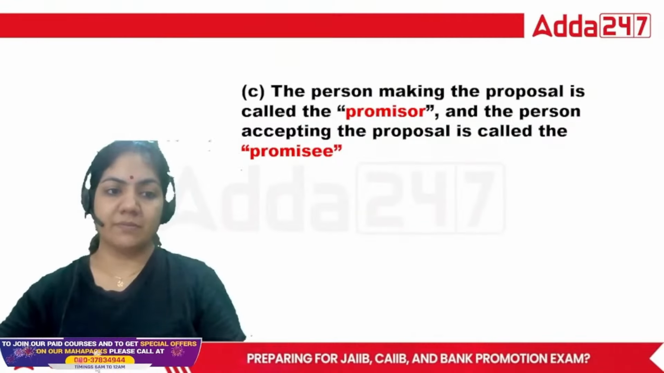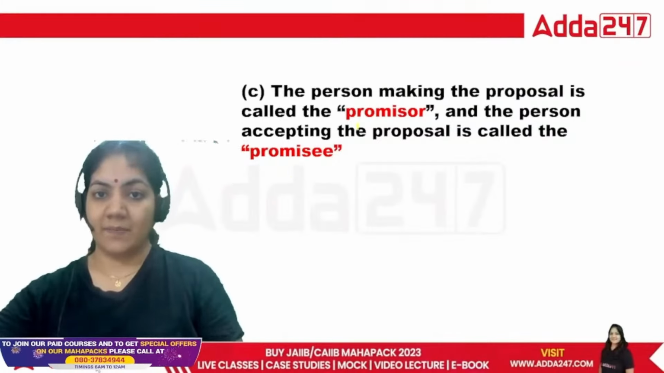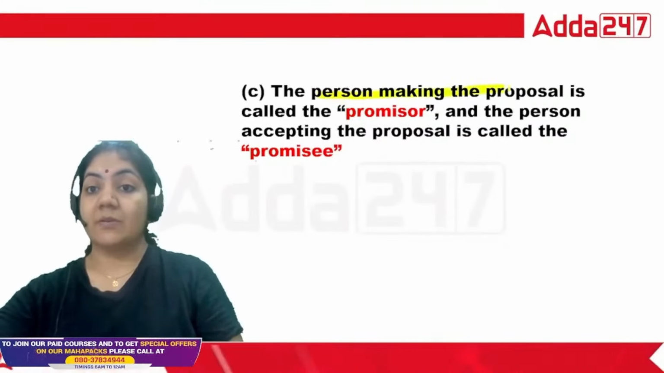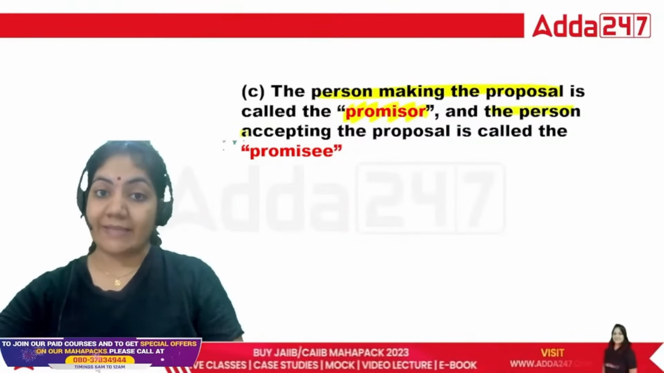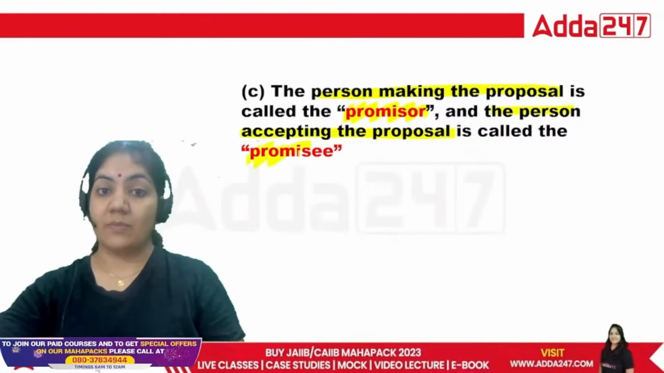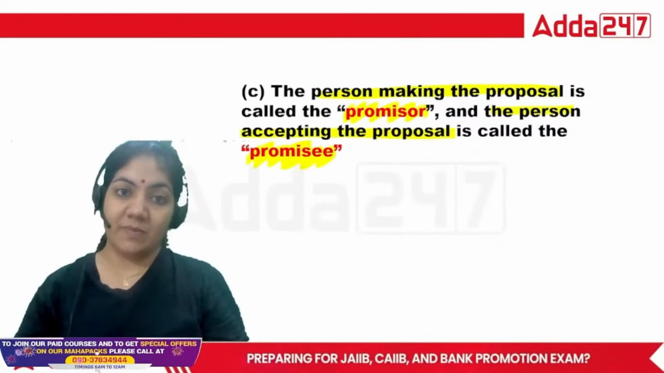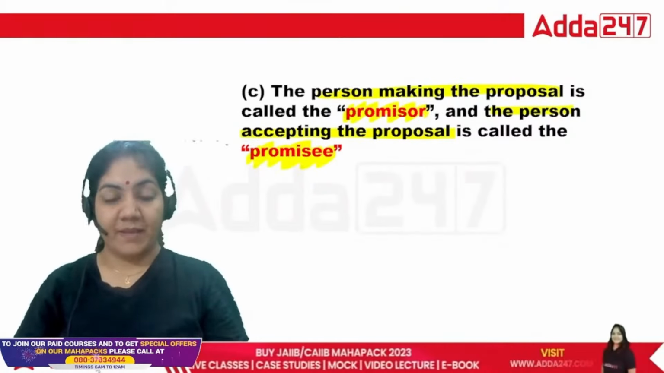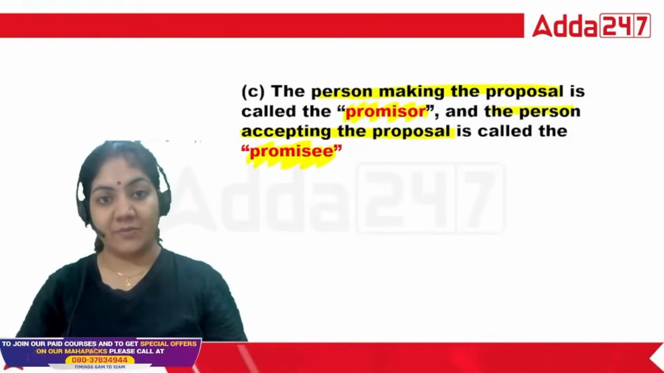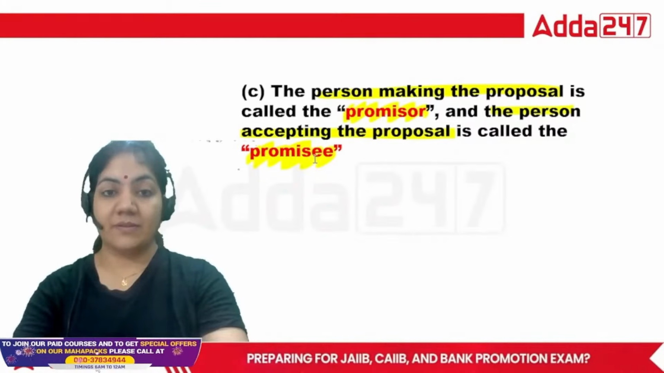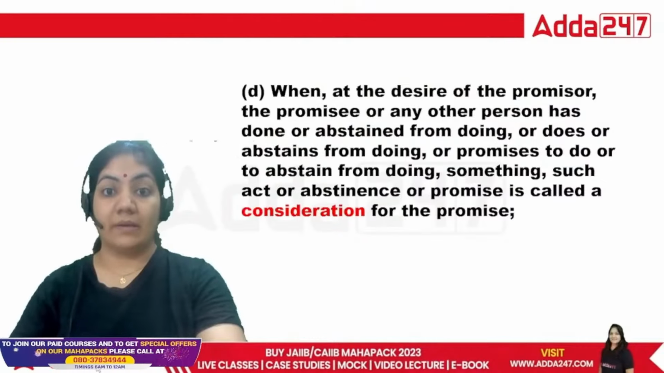What is a promisor? That is so simple. Nikita ma'am is offering to sell her car. So the person making the proposal is called the promisor. The person accepting the proposal is called the promisee. So Nikita ma'am is the promisor and the opposite party is called the promisee. Done? Okay, so these are promisor and promisee. Very important terms.